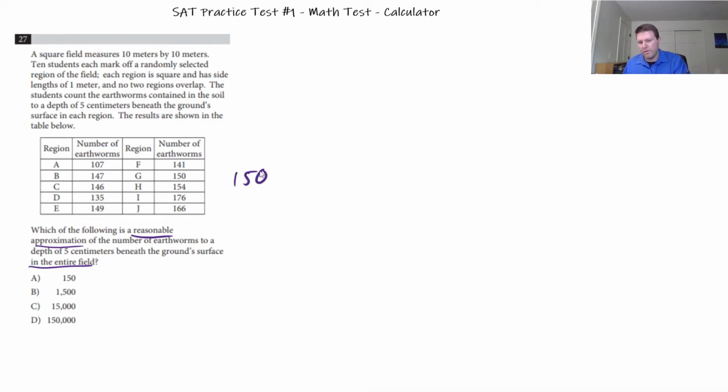So what a lot of people will do is they'll count these regions, okay? And they'll be like, okay, well, those are 10 regions. So they'll do 150 times 10 and get 1,500. And then they'll think it's B, which is totally reasonable. But if you look at the description, it's a square field that measures 10 meters by 10 meters. And then each region is a square that has a side length of 1 meter.